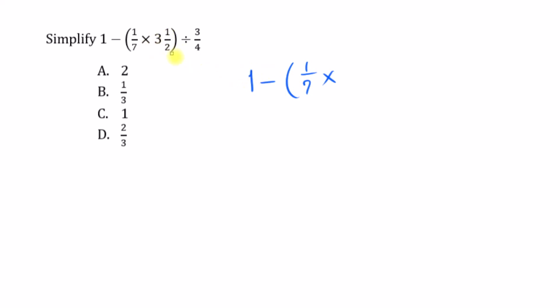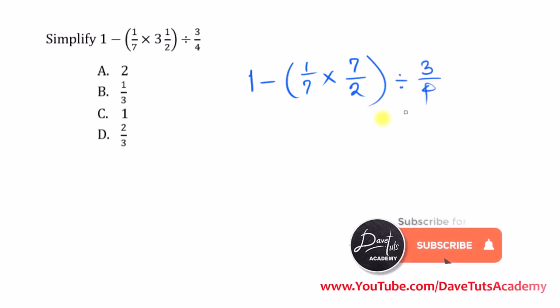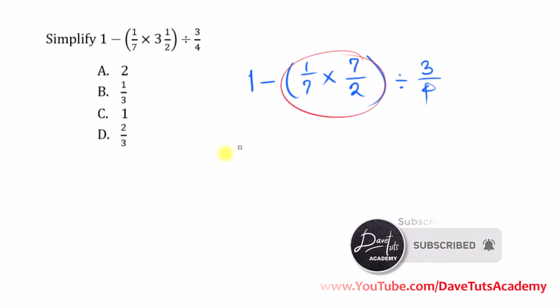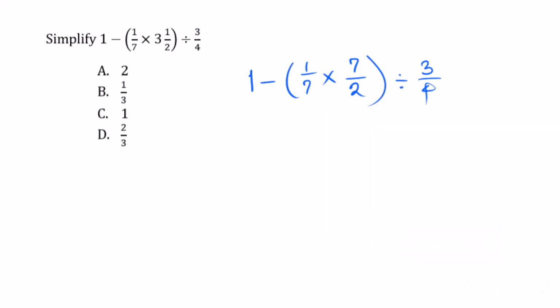So this is an improper fraction. As a proper fraction, this will be 3 times 2 is 6, 6 plus 1, that will be 7 over 2. Okay, then divided by 3 over 4. So you need to carry out the operation on the one that is in bracket first. So in this case, we are going to have 1 minus, of course, this 7 is cutting each other. So we have it as 1 over 2 divided by 3 over 4.